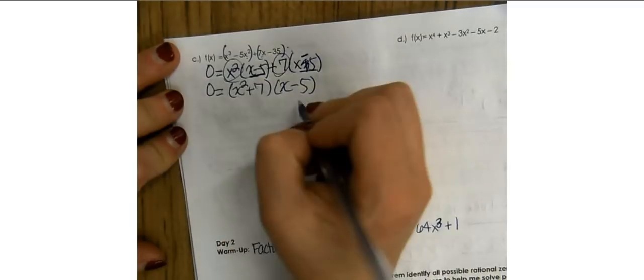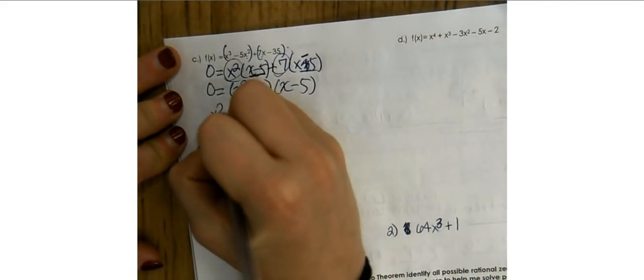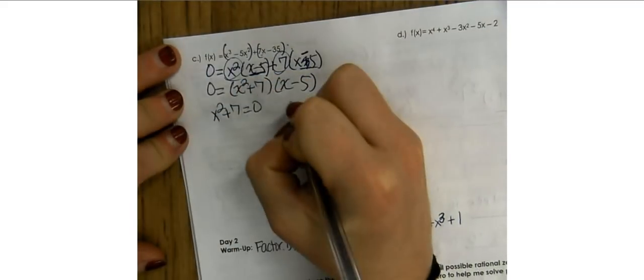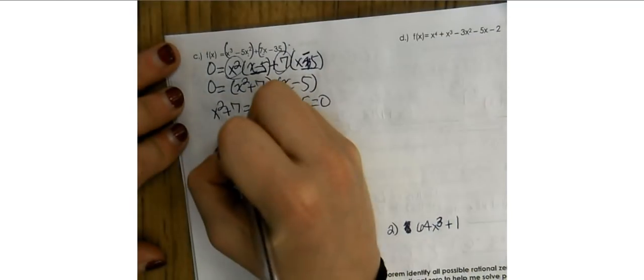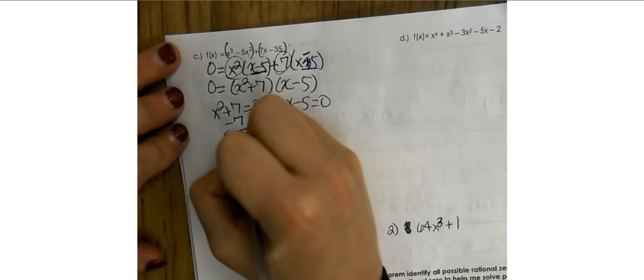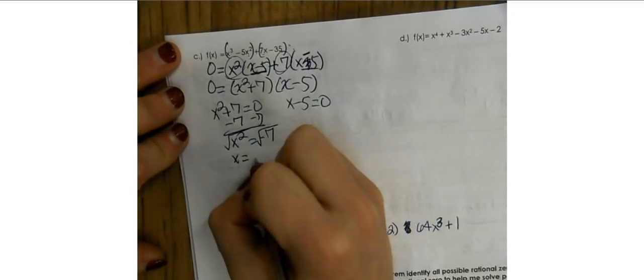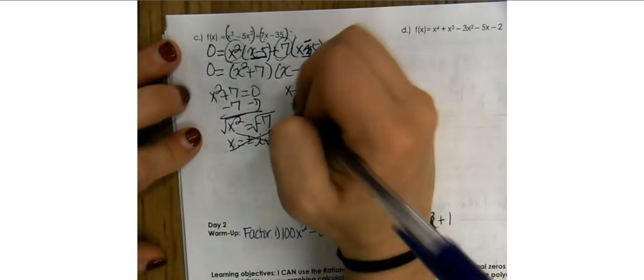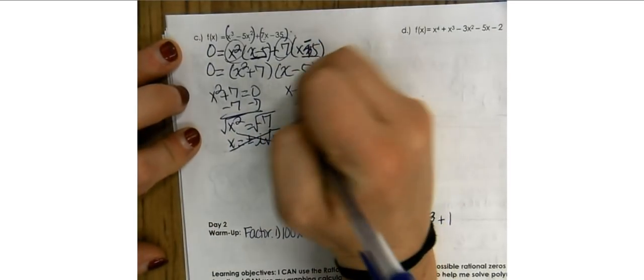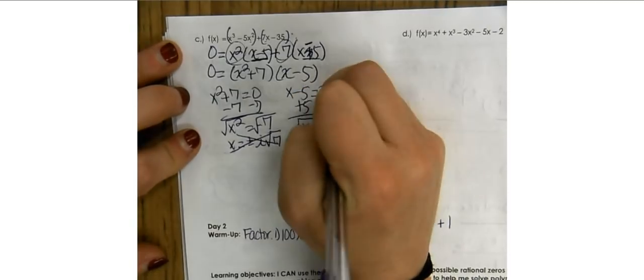Now that it's completely factored, I'm going to set each part equal to 0. So I have x squared plus 7 equal to 0, and I have x minus 5 equal to 0. We want real zeros. And so when I subtract 7 on both sides, I end up with x squared is equal to -7. And when I take the square root of both sides, I end up with x is equal to plus or minus i square root of 7. And that is not real, and I only want my real solutions. Over here, I'm going to add 5 to both sides, and I find that x is equal to 5. And so that is my only solution.